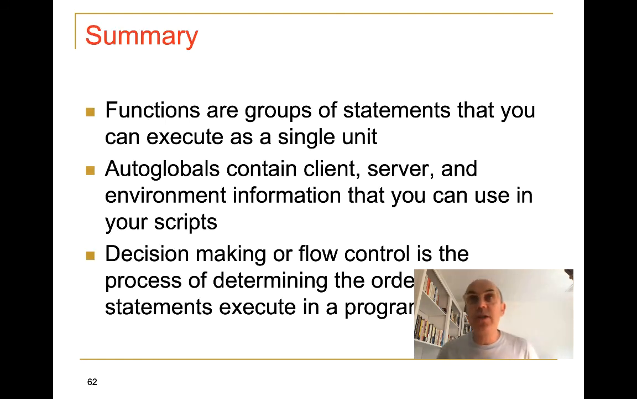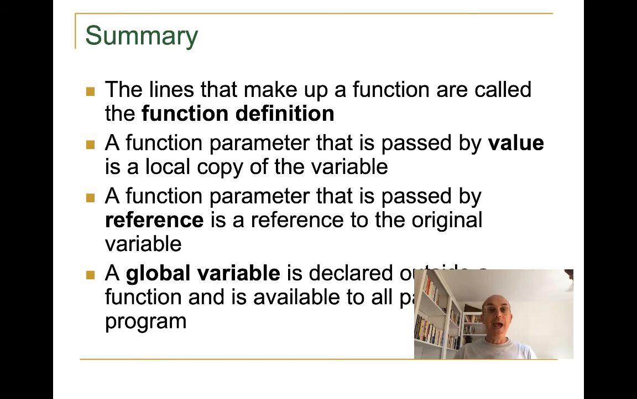So functions, what I wanted to get out of this lecture, are groups of statements that you can execute as a single unit. We learned about autoglobals that contain client, server, and environment information that can be used in your script. We also learned about decision making or flow control, which is a process to determine the order in which the statements execute in your program. We talked about the if conditions. And we defined the lines that make the function be called.